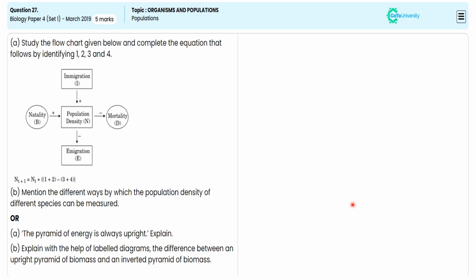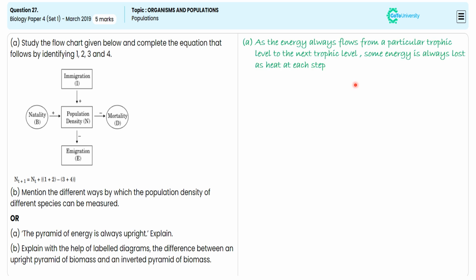In the second optional question, they are directing us to specify why the energy pyramid is always illustrated in the upright position. For this, we need to give the reason with specification. Here we are illustrating that the energy flow from a particular trophic level to the next trophic level is always lost as heat at each step. For this specification, we are getting 1 mark.